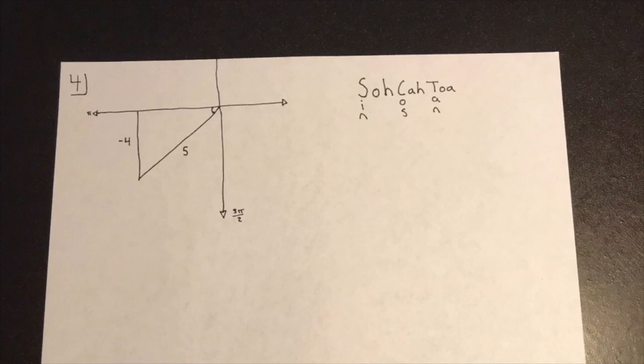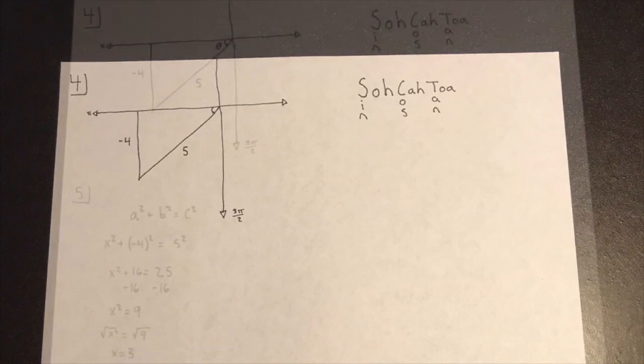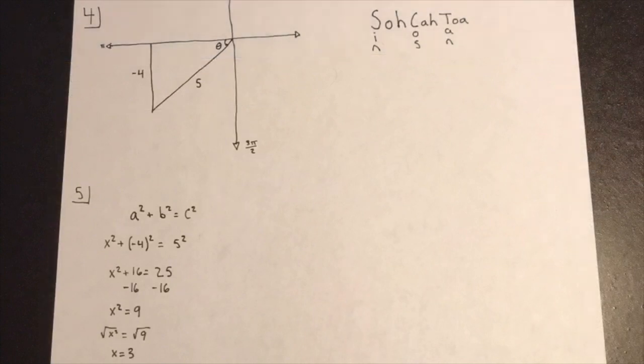Now that you have two sides of the triangle, you can find the third side of the triangle using the Pythagorean theorem, which is a squared plus b squared equals c squared. In this case, x squared plus negative 4 squared equals 5 squared, and then you just solve, and you get x squared equals 9, and you square root x squared, and you square root 9, and you get 3.